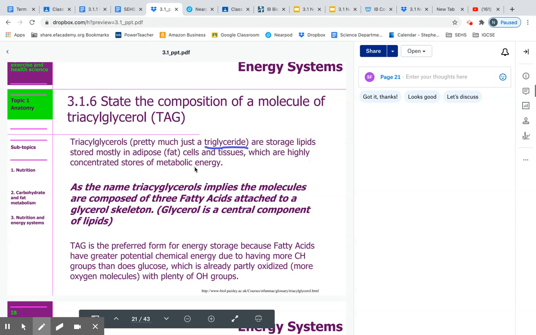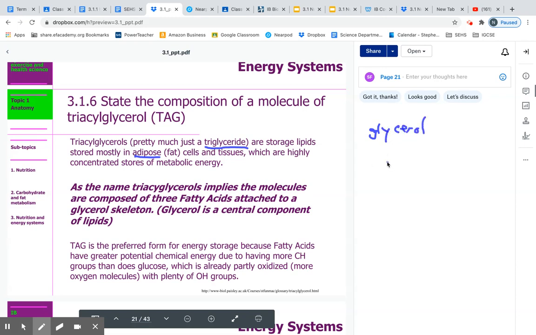And it's a preferred way, and it's stored in a very specific type of cell called adipose cells or adipose tissue. So those are your fat cells, and they just fill them up with these triglycerides. So it's made of two main parts. The first part is the glycerol molecule. This is like the scaffold that holds everything together.